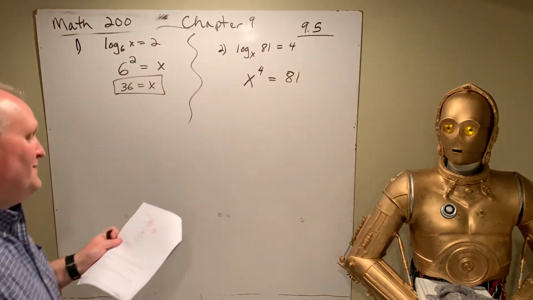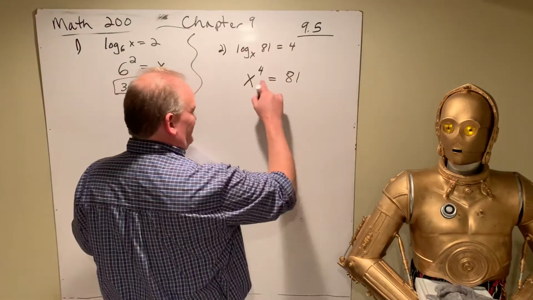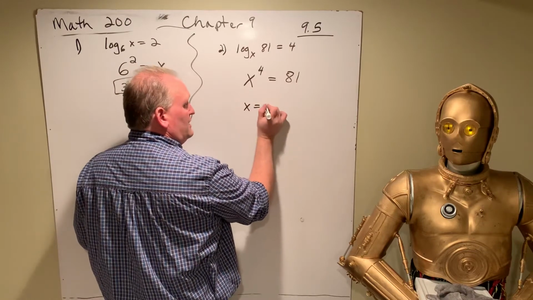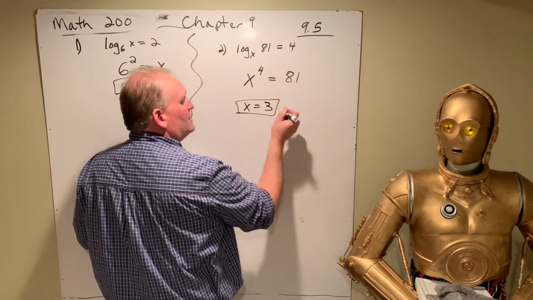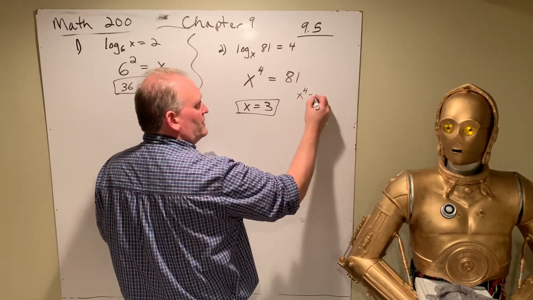Now, that might be a little tougher for a lot of us because a lot of people aren't thinking 4th power. What to the 4th power? It's actually 3. But if you didn't know that, we could have done it like this. We could have said, okay, look, I want to solve this equation.